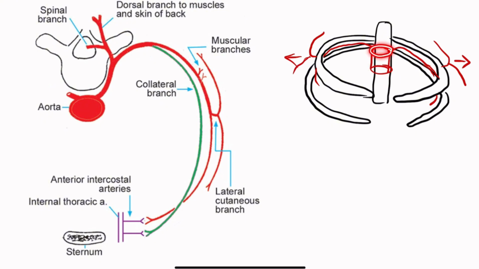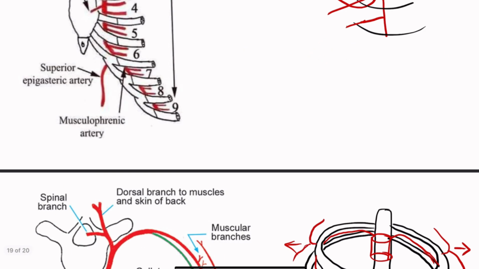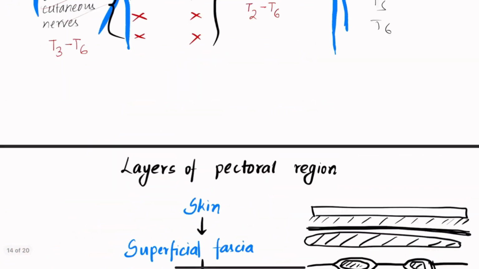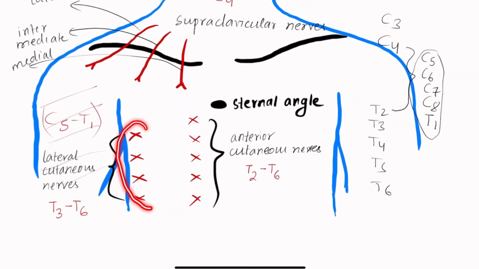Again, here's the aorta. From the aorta arises the artery that supplies blood to the intercostals, called the intercostal artery. Since they arise posteriorly, they are the posterior intercostal artery. From the posterior intercostal artery arise branches that supply the lateral part towards the cutaneous region or the superficial fascia. They are the lateral cutaneous branches, and they accompany the lateral cutaneous nerves.